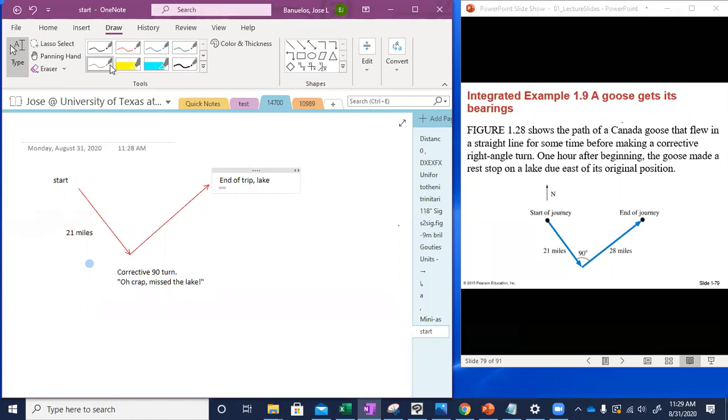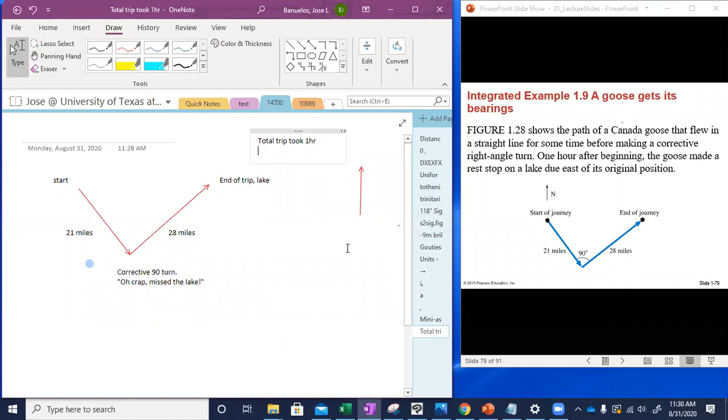They also label a few other things for us here. They tell us that after he made that 90-degree turn, he had to fly another 28 miles to get to that lake. And it says 1 hour after beginning, it finally gets to the lake. So the total trip took 1 hour. All right, so I think that's all the information that we need for this problem. And once again, we're gonna have to define our north, south, east, west. So as before, we'll make the north point upward, okay?